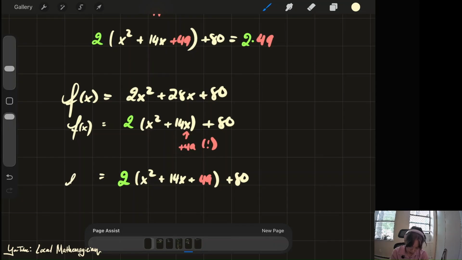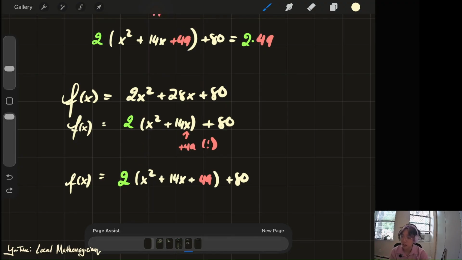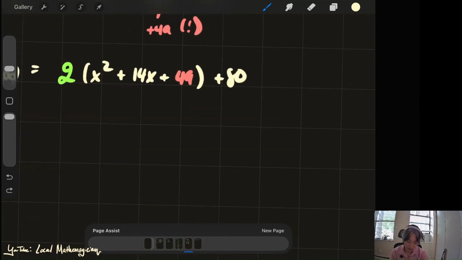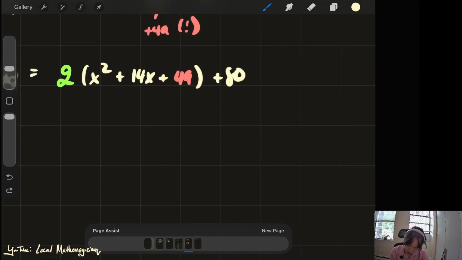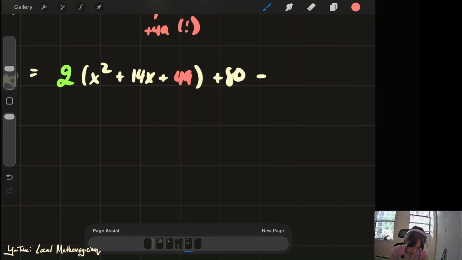But here's the thing. These two functions are not equal. The first function doesn't have that extra plus 49 times 2. You put something in there that's not supposed to be there. So how do we counteract that? You just subtract. You can write this as minus 2 times 49.